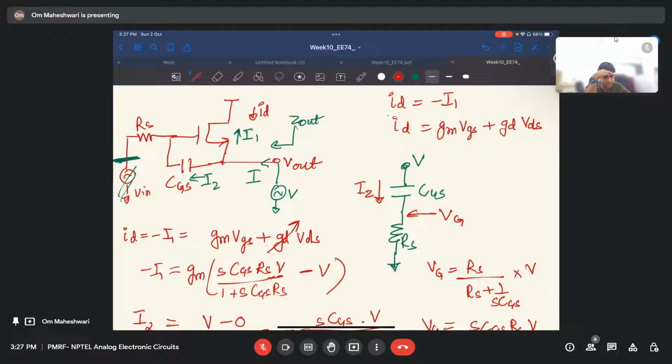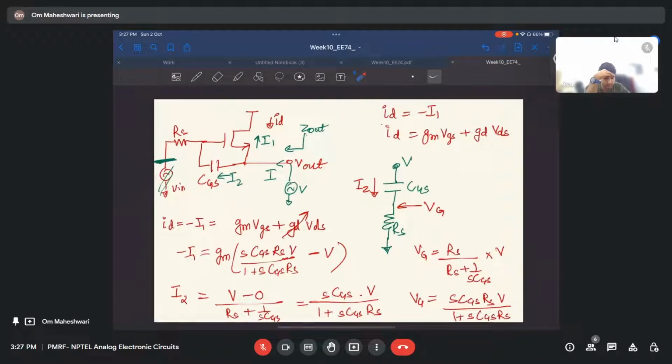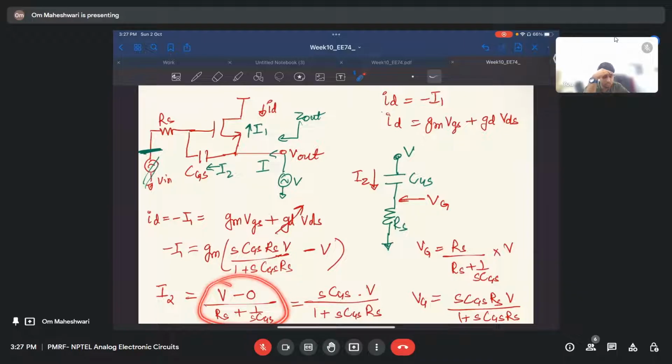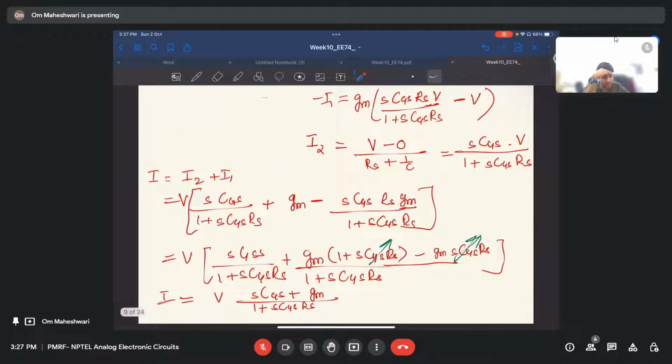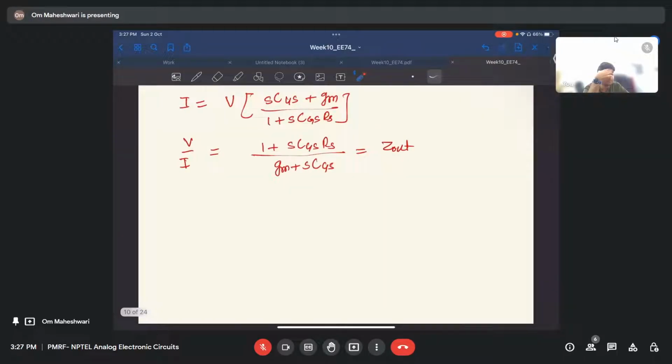If you just understand what I've done here, the voltage division to find VG, and simply I've applied ID equal to GMVGS, and ID is minus I1, and I2 is just the current flowing through this branch. It is simple KCL. See this? Then I've just added them, and it is just simple mathematics. So at the end, you should get this. If you do not understand, please see it once more.